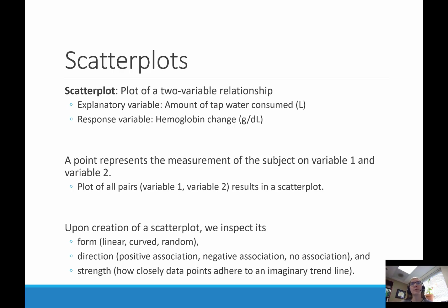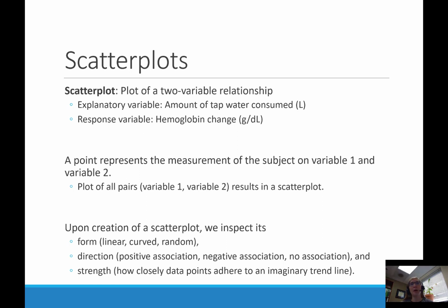Upon creation of a scatter plot, we inspect its form, direction, and strength. If the form is linear, the data look to be in a straight line. The form may also be curved, which occurs when the data tend to follow a parabola shape or another curved pattern. If the form is random, it means that a trend line cannot be fit to the data, and the points do not form any sort of pattern.